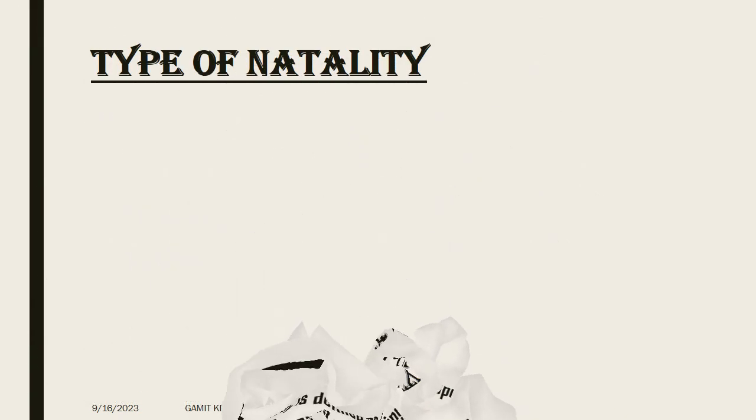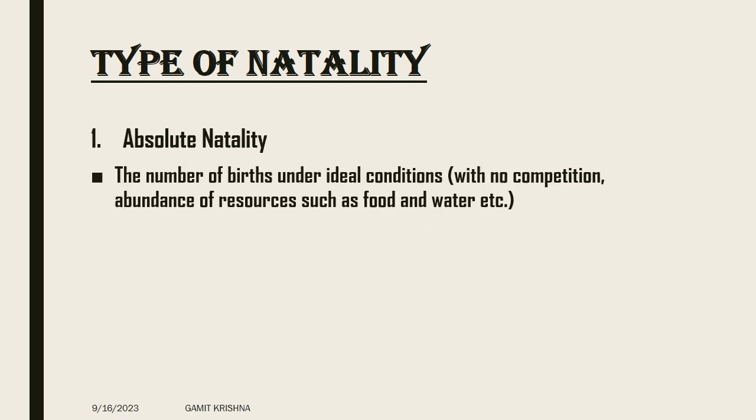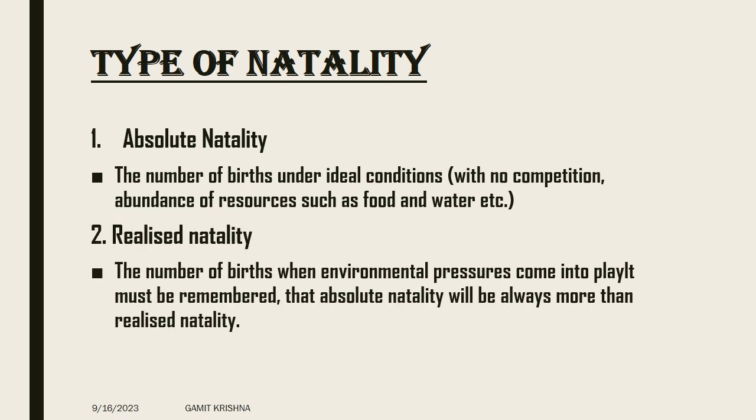Types of natality. Absolute natality is the number of births under ideal conditions with no competition, abundance of resources such as food and water. Next is realized natality. The number of births when environmental pressures come into play. It must be remembered that absolute natality will always be more than realized natality.